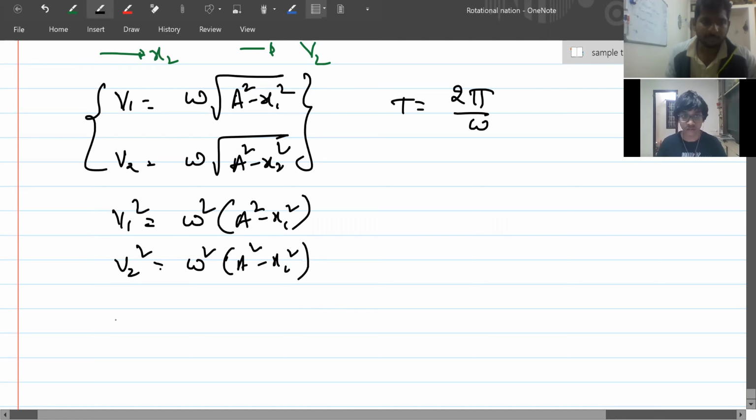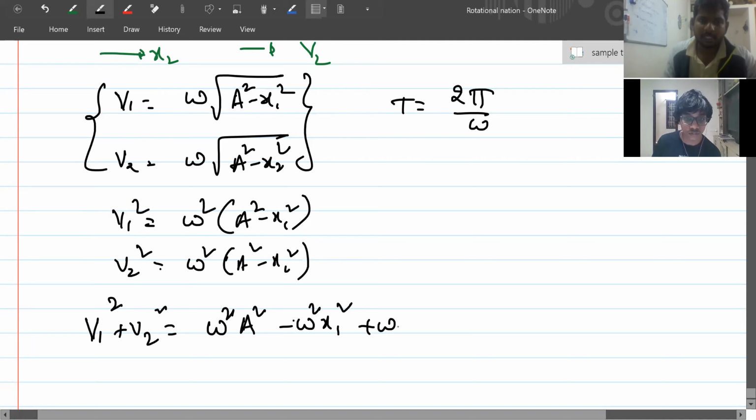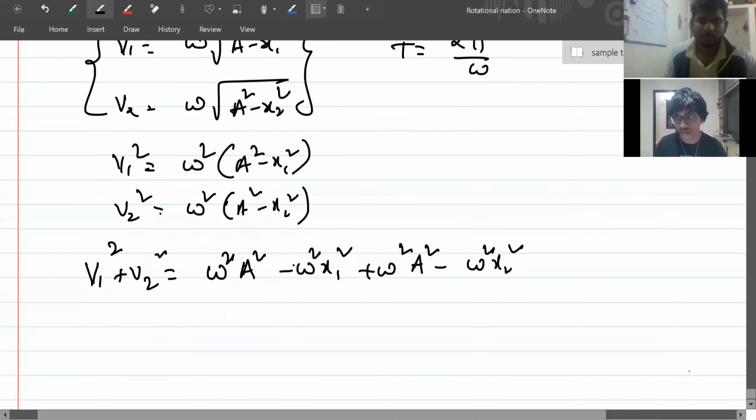I am subtracting both of them. Why? Because I want to get omega as subject here. Will omega come as subject? No. If I add them, V1 square plus V2 square is equal to omega square a square minus omega square x1 square plus omega square a square minus omega square x2 square, right? So V1 square plus V2 square is equal to 2 omega square a square.